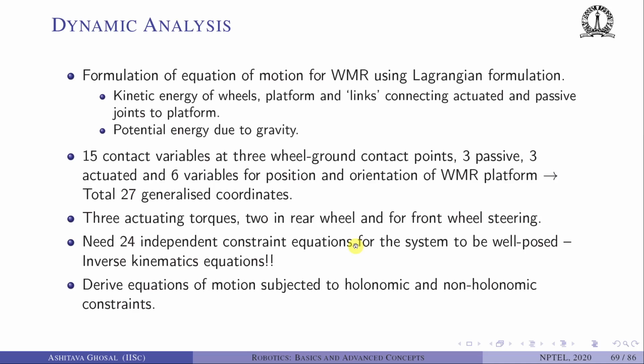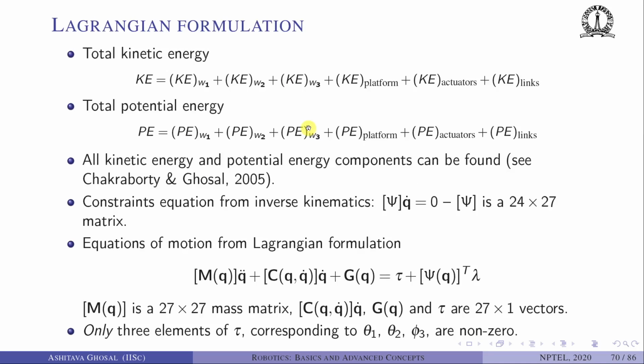So as you can see, this is a very, very complex system. We have a large number of differential equations. We also have a large number of constraints. So we can derive these equations of motion subjected to the holonomic and non-holonomic constraints using the Lagrangian formulation. Okay, this was done. Just to give you an idea how complicated it is.